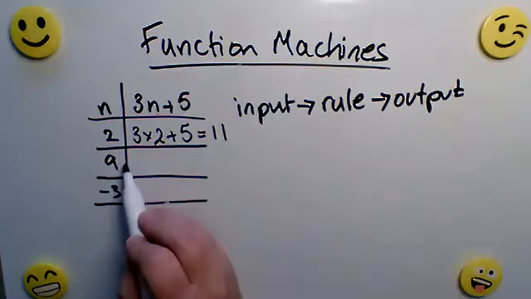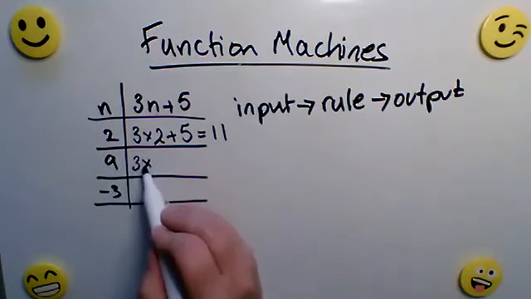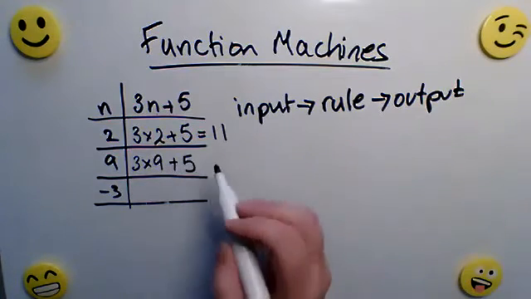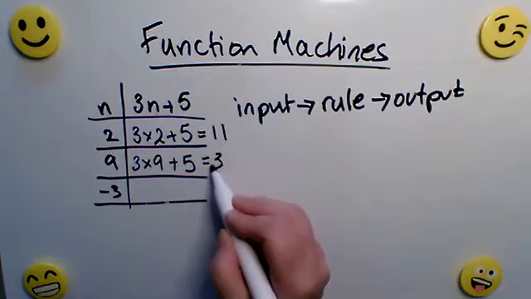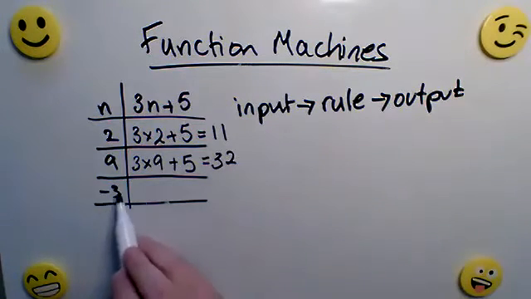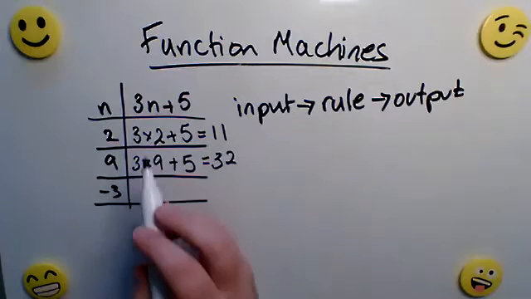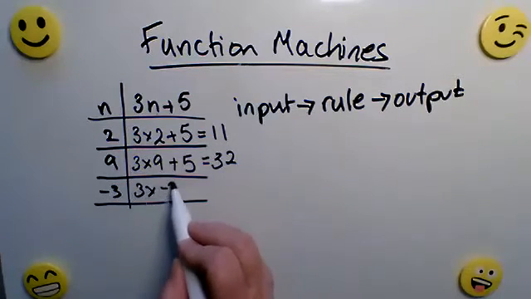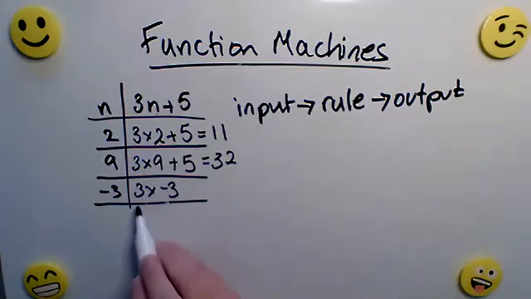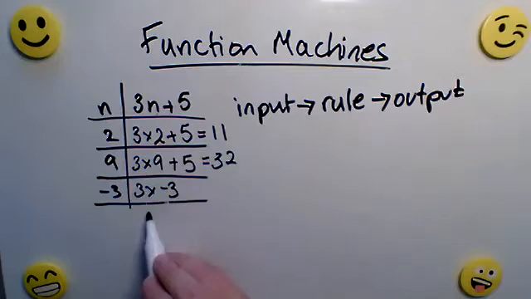If n was 9, well, 3 times 9 is 27, plus 5 gives me 32. And if n is negative 3, that would be 3 times negative 3. Now, if we're multiplying with negatives, if one of the numbers is a negative and the other one is a positive, that gives us a negative answer. So 3 times negative 3 gives me negative 9.